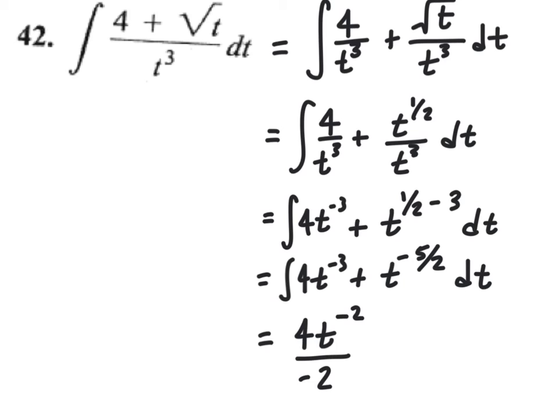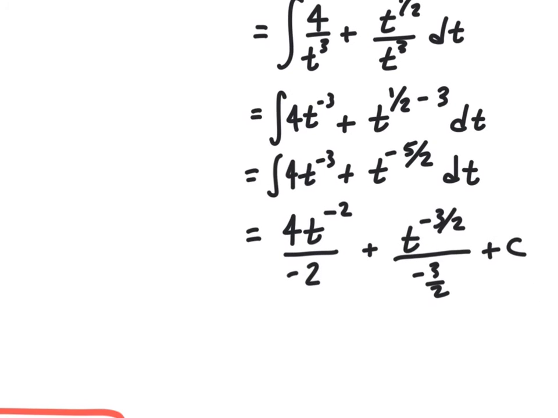Okay, same thing over here. Plus t. Now I'm going to add 1 to negative 5/2. I'm going to increase my exponent by 1. So I get t to the negative 3/2. And then I need to divide by my new exponent, which is negative 3/2, plus c.